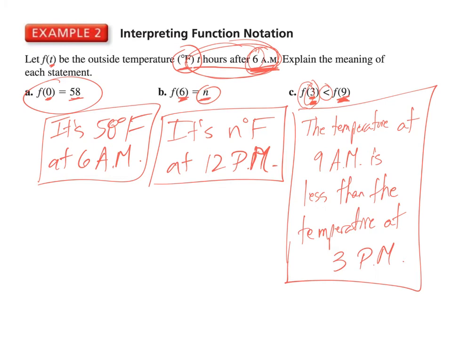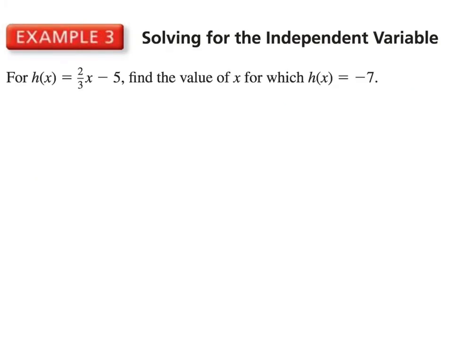Going on to the next example. It says for h of x, if they use a different letter there, it's the same thing as if you had f of x. No different, okay? Don't get freaked out by the different letters. So h of x is equal to 2/3 x minus 5. Find the value of x for which h of x equals negative 7. I want you to find the value of x for when this function equals negative 7. So let's replace this here with negative 7.